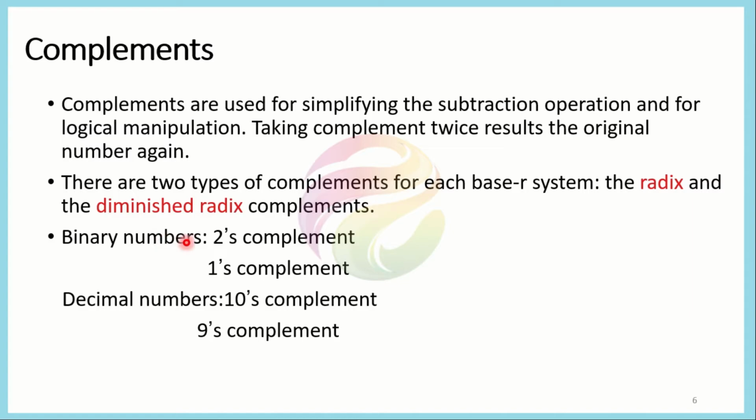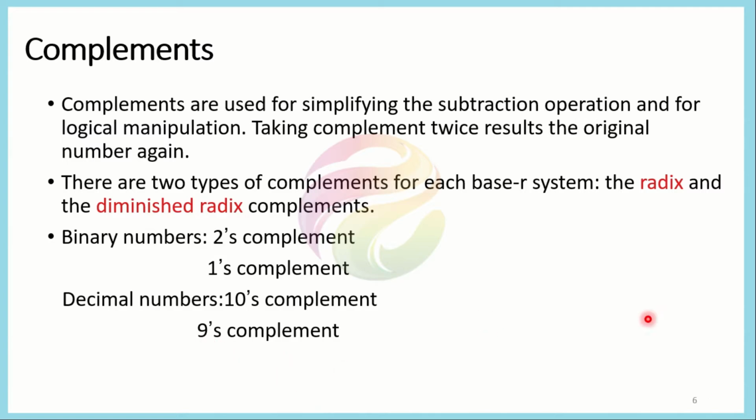For the binary number system, the two complements are the 2's complement and the 1's complement, where 2's represents the radix complement and 1's represents the diminished radix complement. For the decimal number system, we have the 10's complement and the 9's complement, where 10's is the radix complement and 9's is the diminished radix complement or R minus 1 complement.